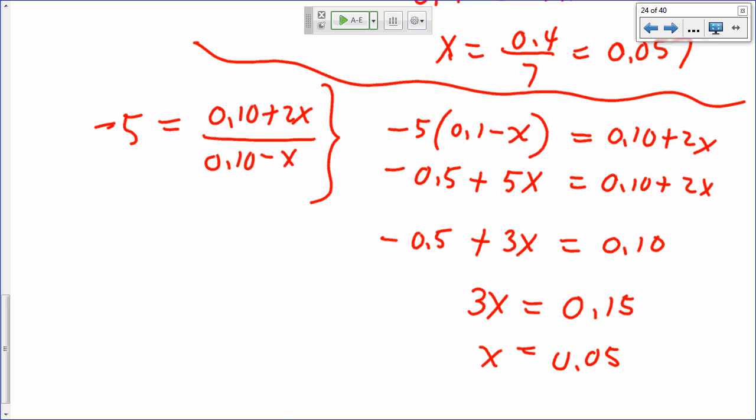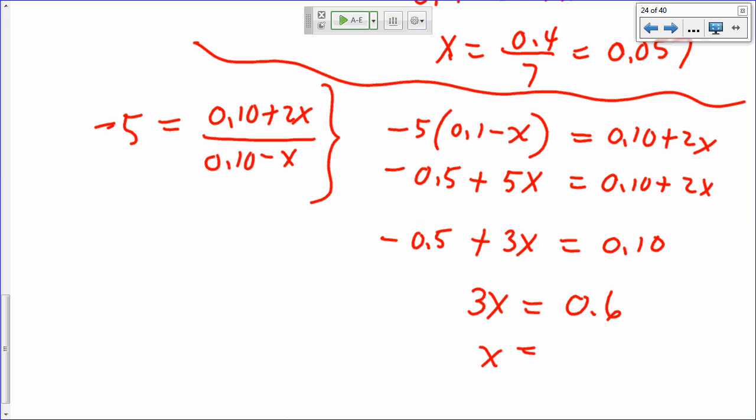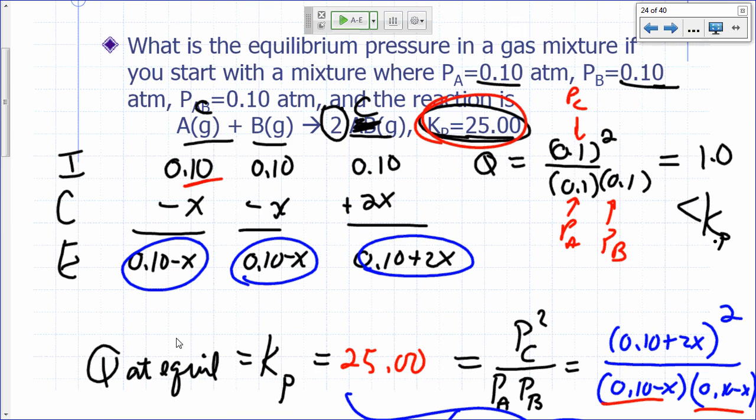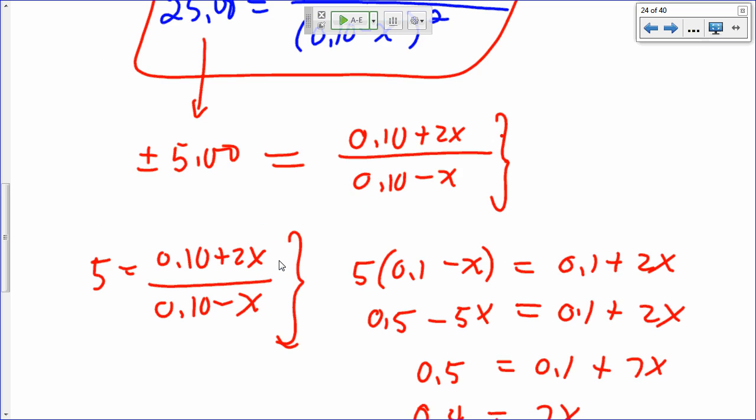Oh, it's plus 0.5. Okay. All right. That always gets me, the arithmetic. 0.1 plus 0.5 is 0.6. Okay. All right. So 0.6 divided by 3 is 0.2, right? And 0.2 is way larger than 0.1. If you lost 0.2, you'd end up with a negative pressure for A and B. So that's not acceptable. So always be alert to that when you're solving quadratic equations.